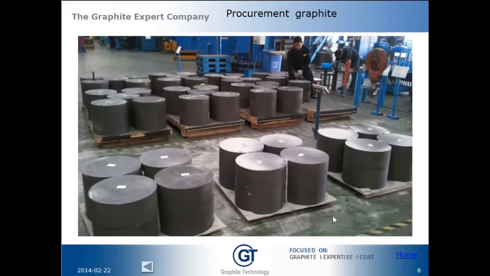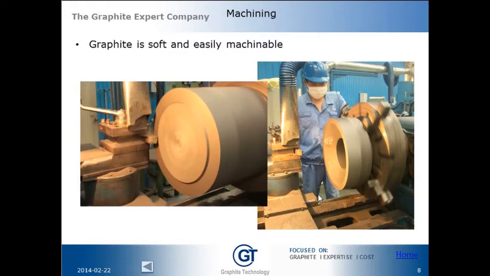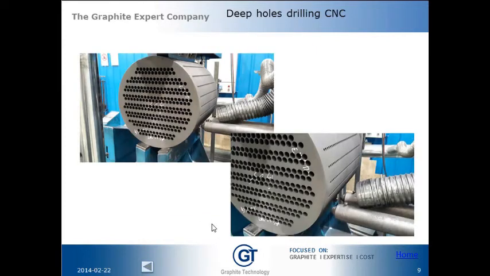This is the reception of the graphite rods, in different dimensions of graphite. The first step consists of machining the graphite. On the right, you can see a header of a heat exchanger. On the left, the machining of a graphite block.